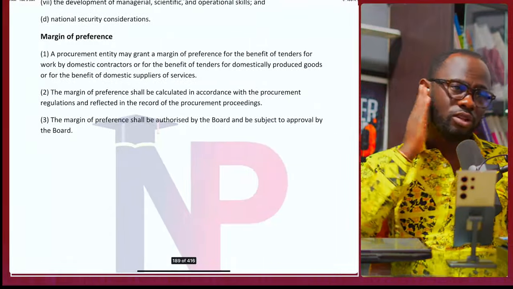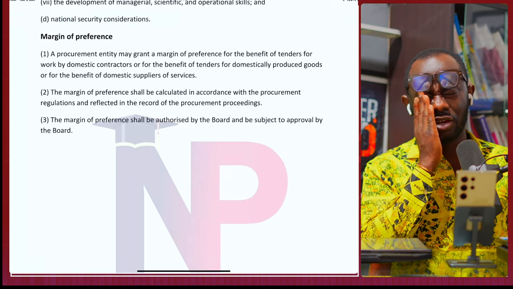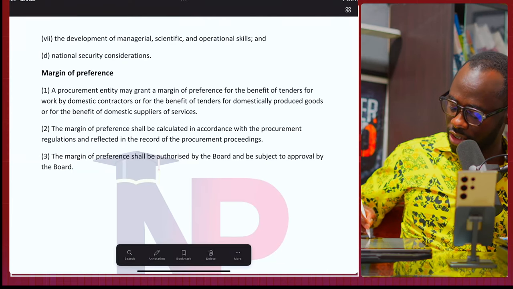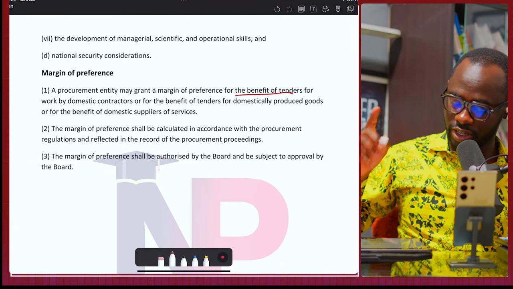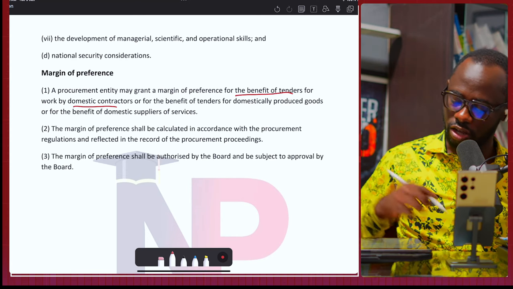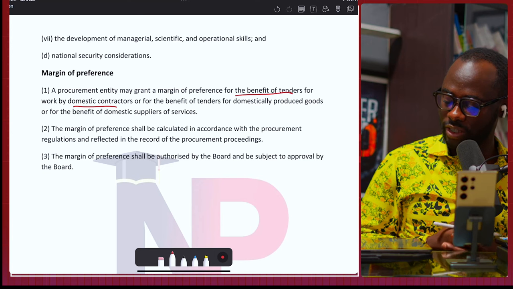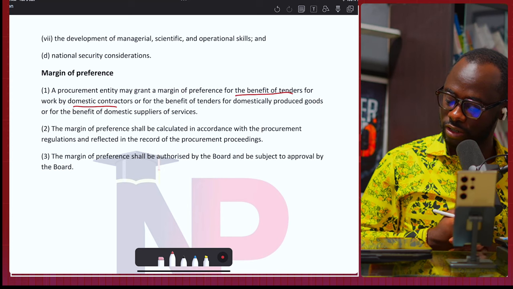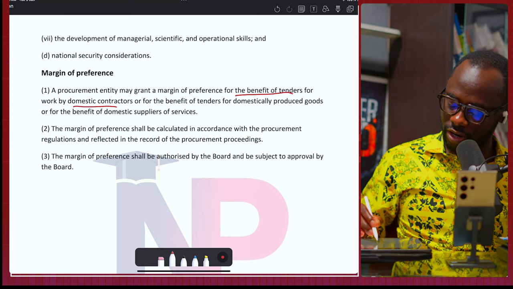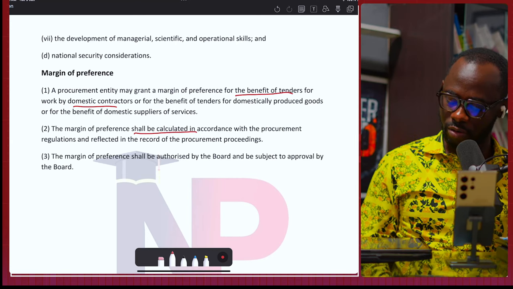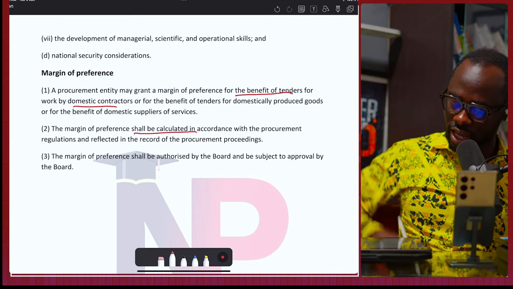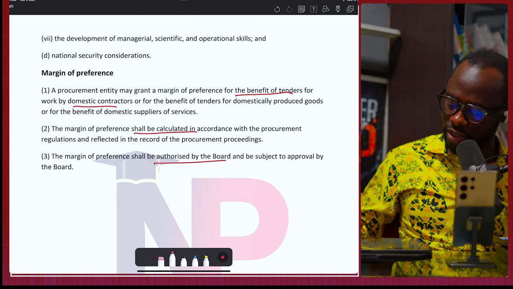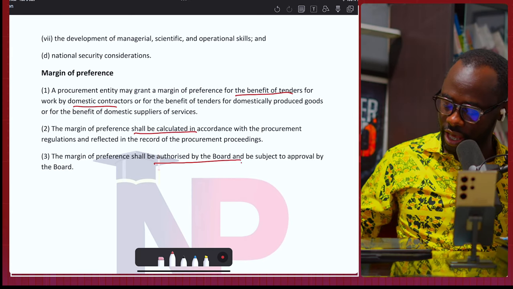So there are a couple of other terminologies that you need to understand, like tender security, margin of preference. Now, margin of preference. A procurement entity may grant a margin of preference for the benefit of tenders for work by a domestic contractor or for the benefit of tenders for domestically produced goods or for the benefit of domestic suppliers of services. The margin of preference shall be calculated in accordance with the procurement regulations and reflected in the records of the procurement proceedings. The margin of preference shall be authorized by the board or the authority and be subject to the approval by the board.